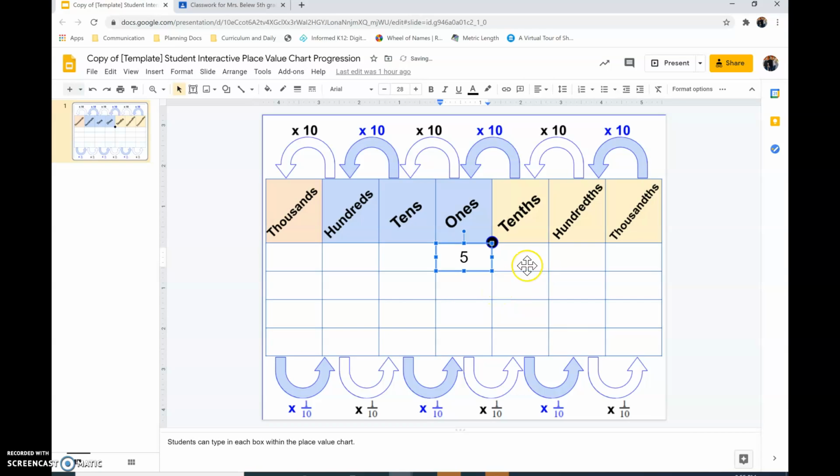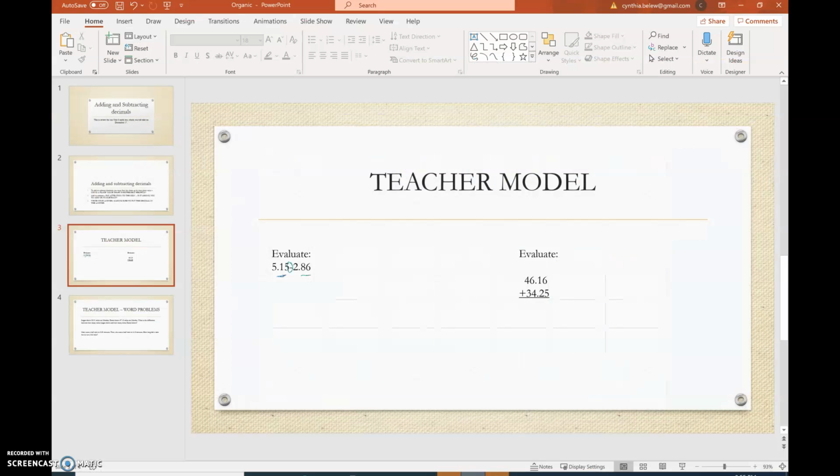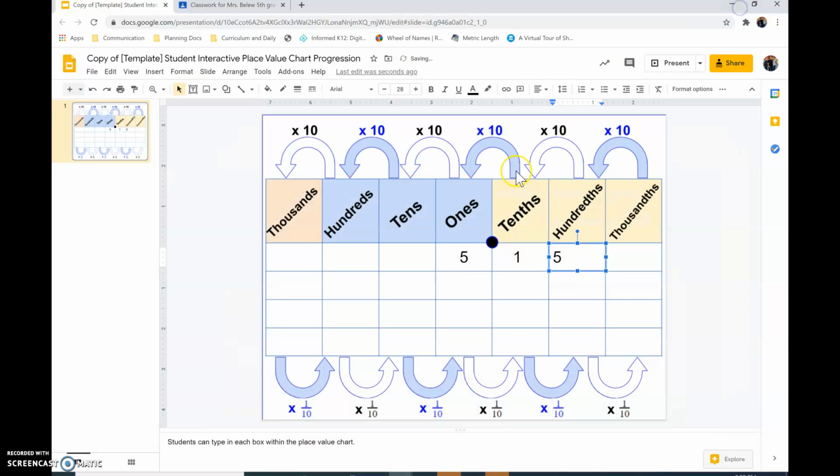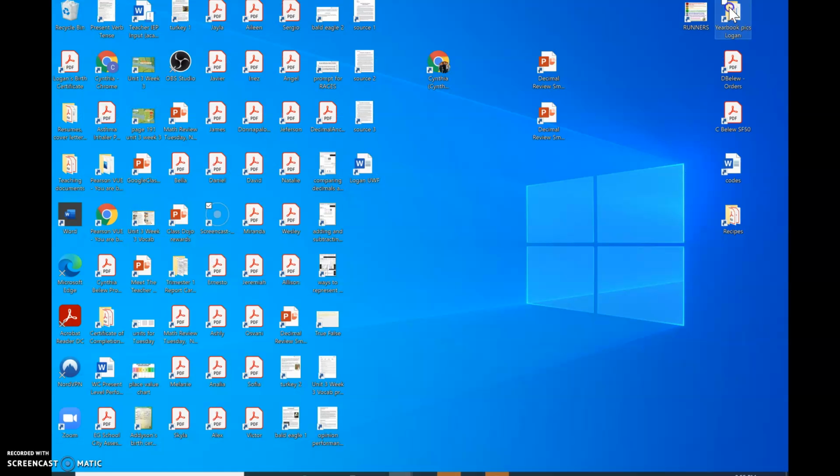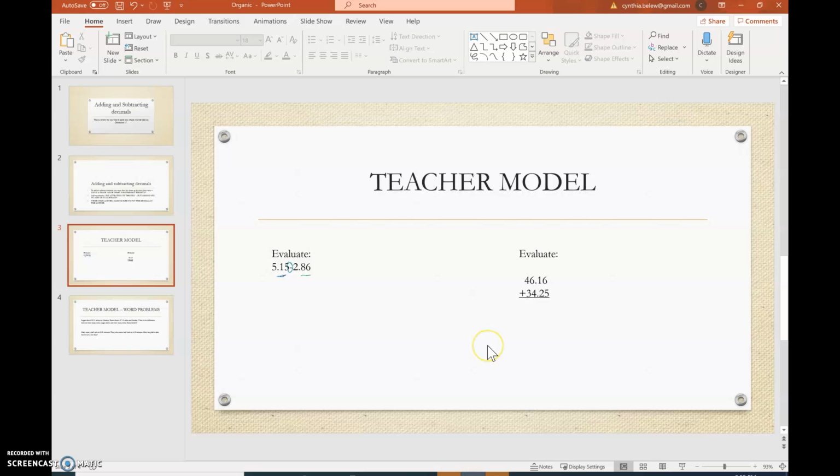So it was 5 15/100, oops, minus 2 86/100. So I could put it in here, 2 86/100. Look, I have them lined up. My hundredths with my hundredths, my tenths with my tenths, my ones with my ones. And then I could subtract on that. I prefer not to do it in this, but I do like to make sure I have my numbers lined up. So I prefer to physically write it out and do it.